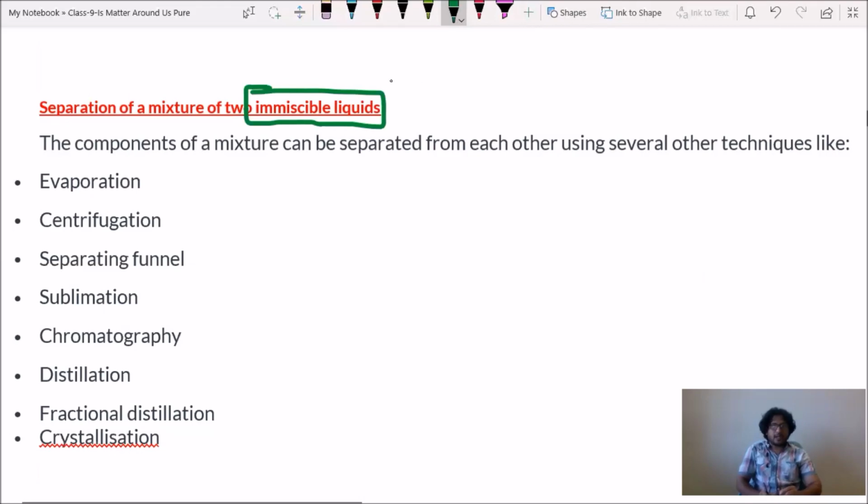Now, there are a few techniques: evaporation, centrifugation, separating funnel, sublimation, chromatography, distillation, fractional distillation, and crystallization. In this video, we are going to learn each and everything: what the processes are, what the methods are, and how they work.